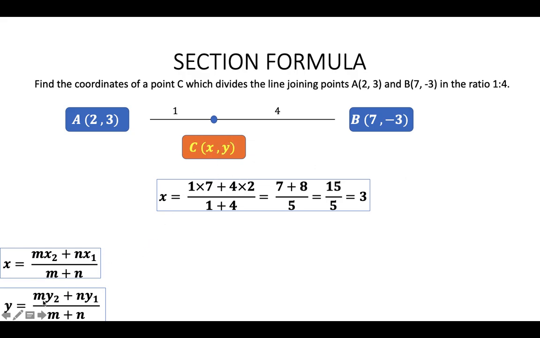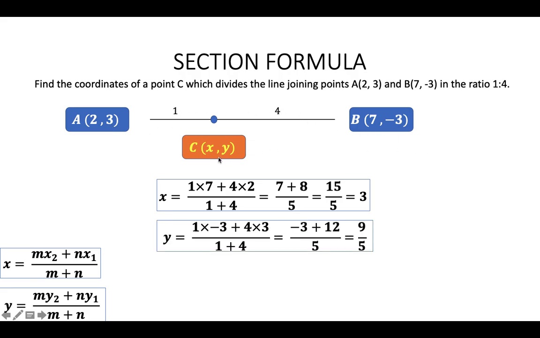The formula is my2 plus ny1 upon m plus n, that is my2, that is 1 into minus 3, plus ny1, ny1 means 4 into 3, which will give you minus 3 plus 12 upon m plus n, that is 1 plus 4 will give you 5. The answer is 9 upon 5.